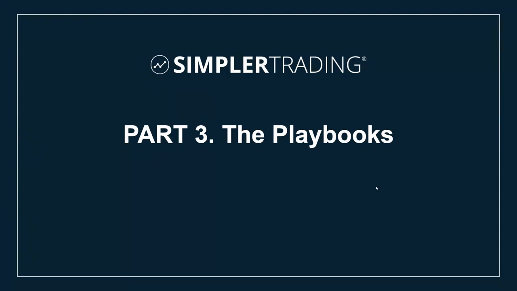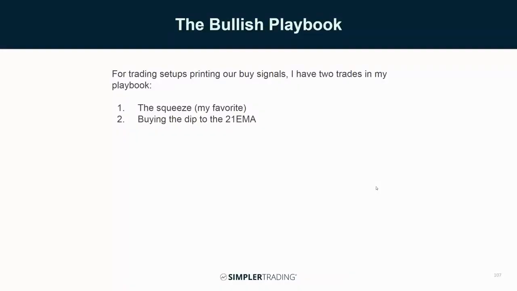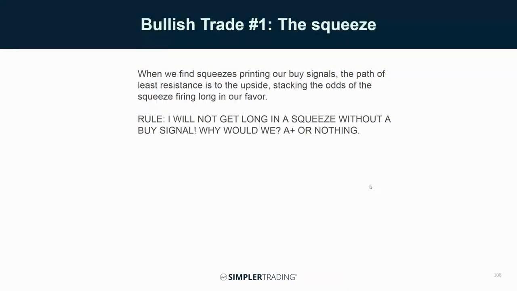But all right, guys, part 3, the playbooks. Bullish and bearish playbooks, we only got 2 trades. And of course, we're only doing these trades on the setups that have our buy or our sell signal. So for the bullish playbook, trade 1, my favorite, the squeeze. And then the second trade is just simply buying the dip to the 21 EMA.